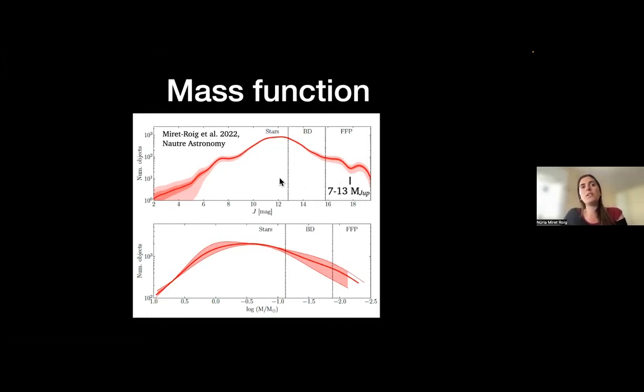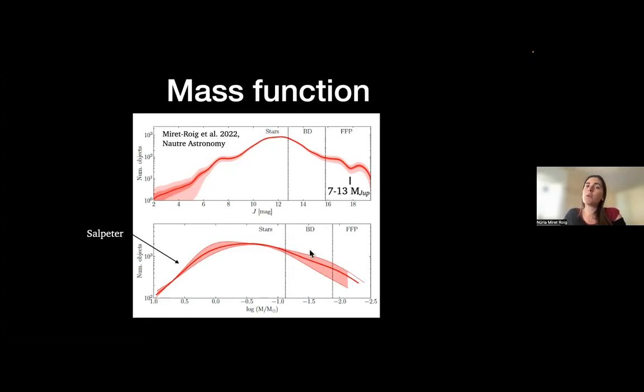Then what we did is we converted individual magnitudes to masses, and we also measured the mass function. This is the function you are seeing at the bottom plot. Now in this mass function, we first can see that at high masses, this is compatible with the Salpeter mass function. This is expected and observed in many other star-forming regions.